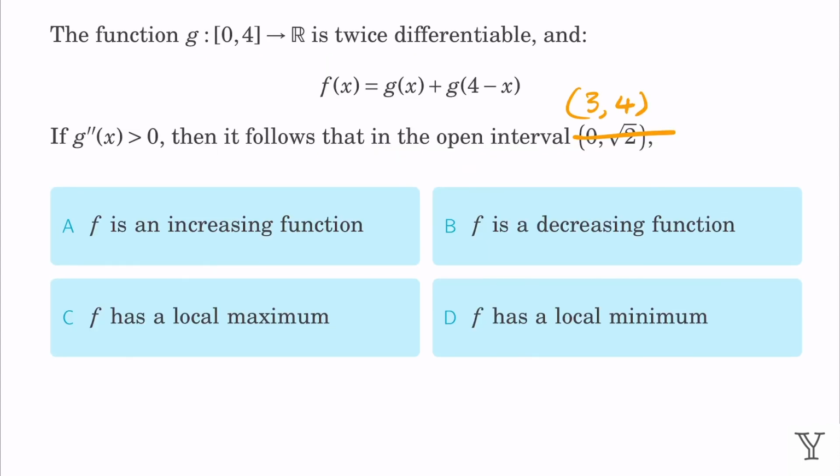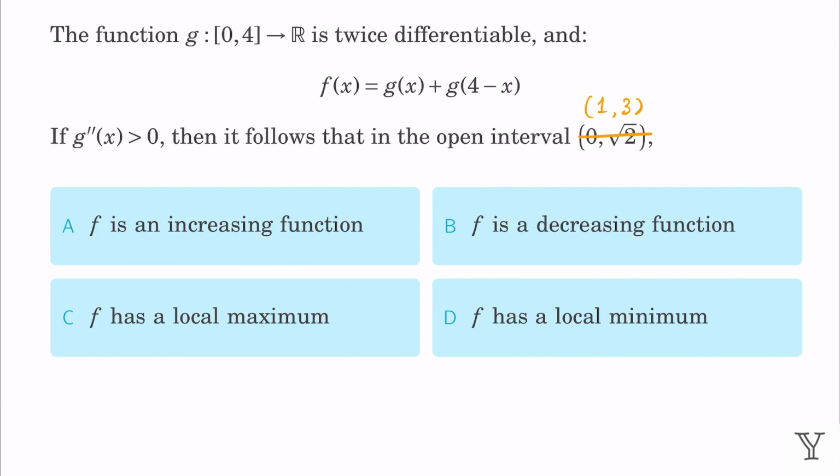So there we have our answer. If we were considering the open interval 3, 4, then the correct answer would be option A. f is an increasing function. Alright, let's try one last variation to the problem. What if instead of the open interval 0, root 2, we were concerned with the open interval 1, 3?